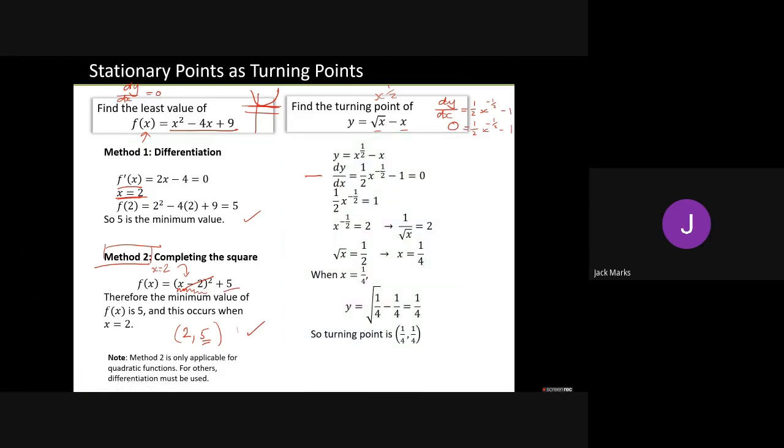So if we jump to that line there, move the 1 to the other side, multiply by 2 both sides. It's quite a bit of manipulation. You might not do it the same way as is done here. You should be able to get to x equals a quarter. When you want to find your y value, you just put your x back in and you will get that value there. So the turning point here is (a quarter, a quarter). So differentiation would be necessary for this one because completing the square wouldn't be possible.